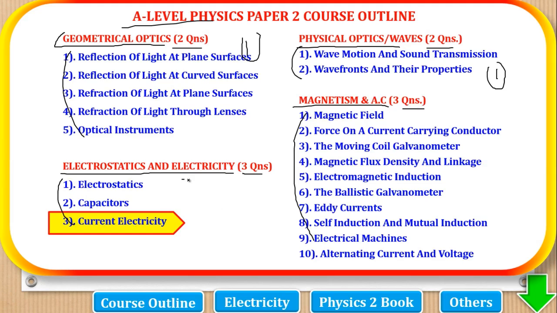So it is up to you to choose. You can choose to get 2 from here and 1 from here to make the 5 questions, or you choose to get 1 from here and 2 from here to still make the 5 questions. So any of the 2 options is okay.